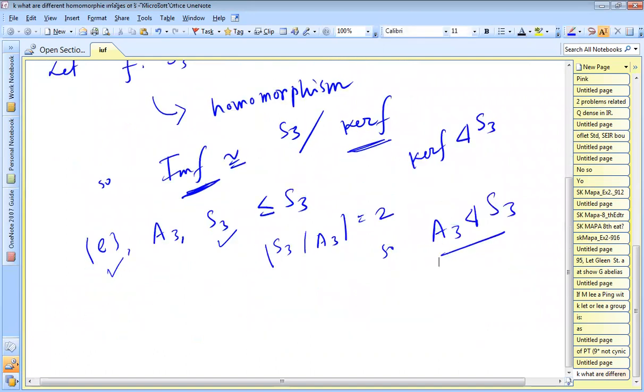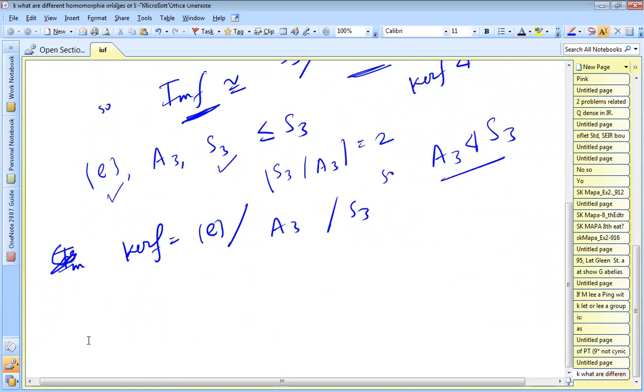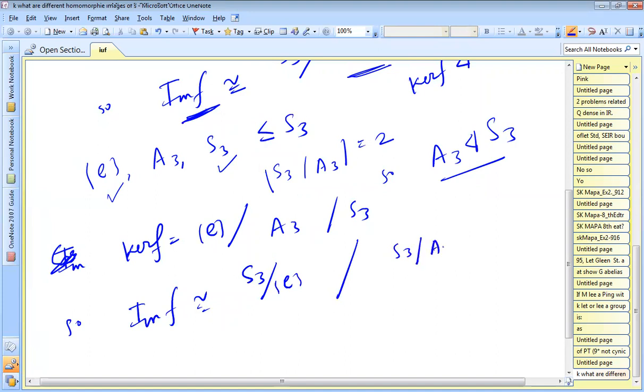So the possible images are: the kernel of f will be either E or A3 or S3. So the image of f will be either S3 by E, or S3 by A3, or S3 by S3. This is isomorphic to either S3, or Z2, or the identity.